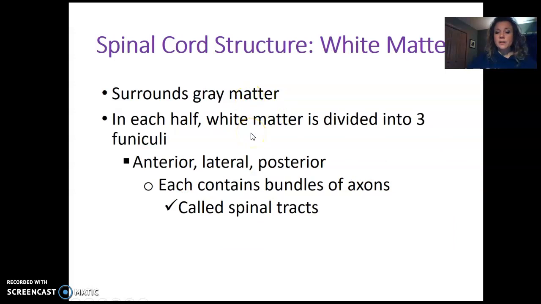In each half, left and right, the white matter is divided into three sections, which are called funiculi. They are termed anterior, lateral, and posterior, so you know exactly what their positions are. Each of them contains bundles of axons, and since they're white, they are myelinated, and since they are in the CNS, they are called tracts, not nerves.